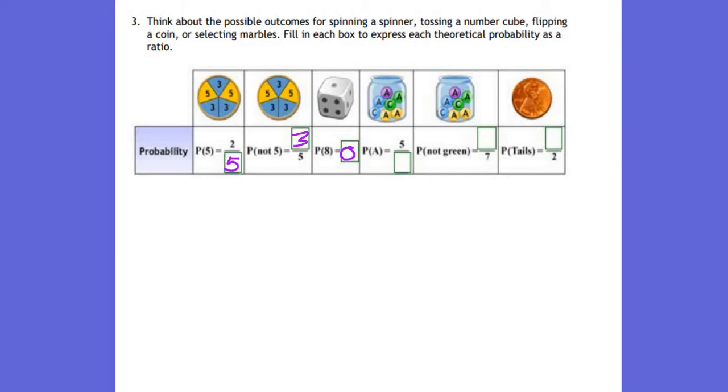The probability of selecting an A marble. 5 out of 7. Probability of not green. 5 out of 7 are not green. And then the probability of tails. 1 out of 2 sides. How likely is it for me to land on tails? Equally likely. How likely is it for me to not get a green? Most likely. And then probability of an A? Most likely.